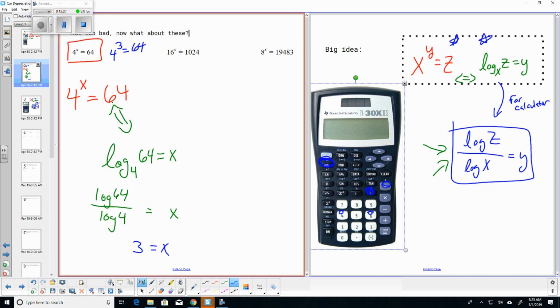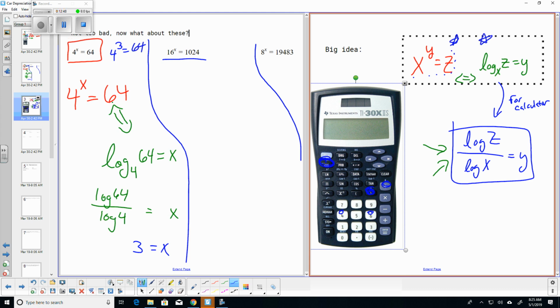Let's try another one, because I know that you're not going to get it on the first try. So let's try this next one right here and see if we can figure it out. All right, so look at the structure, how it's set up, and then we're going to adjust into this format right here. All right, so this 16 would be my what in this structure? It'd be my x. And the x would really be my y. And the 1024 would be my z. Does that make sense?